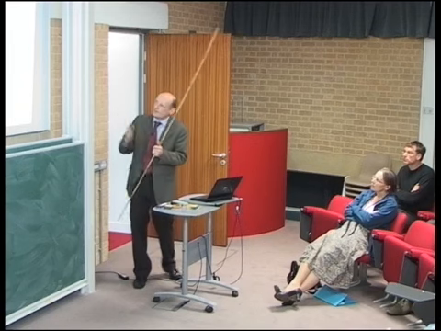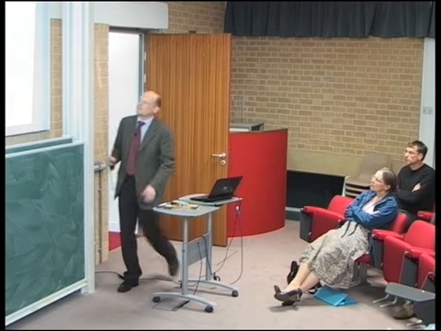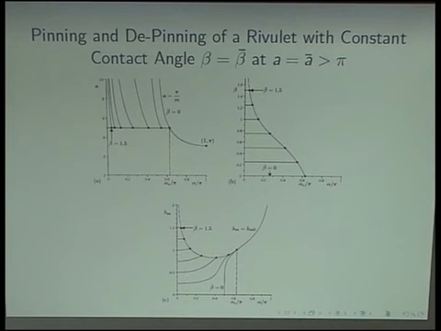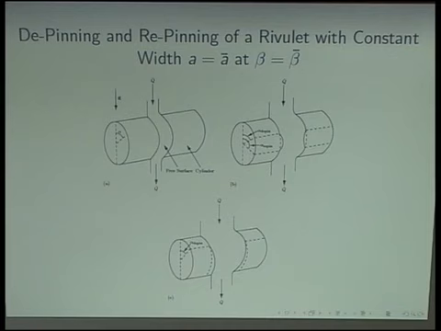And it depends on the width, it depends on whether you're pinning bigger or less than the critical value. It turns out to be pi in this case, and you get the same kind of pictures with different details. So that's one possibility. A second possibility is a bit like the one I started off with, where you've got a rivulet with a prescribed width. Can that make it all the way around the cylinder?